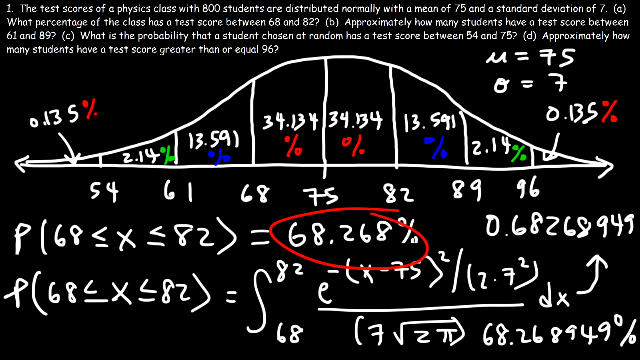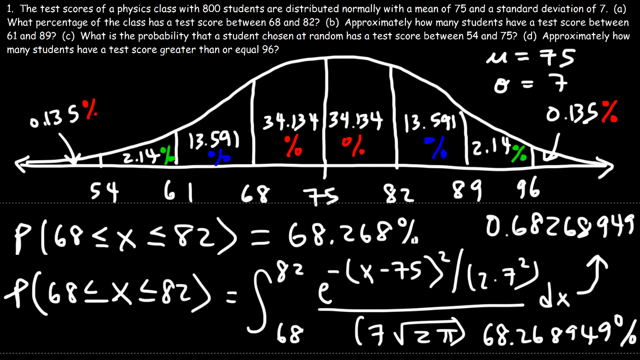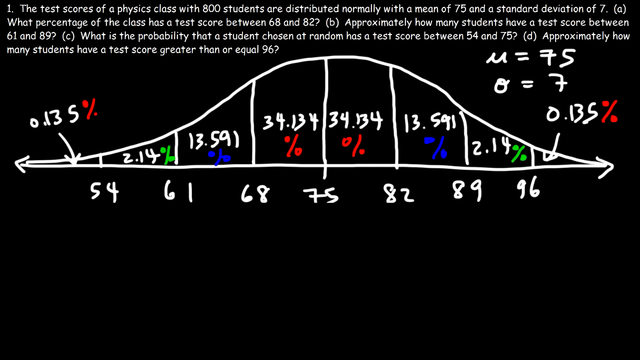Now let's move on to our next problem, or the next part of this problem. That is part B. Approximately how many students have a test score between 61 and 89? So we're not looking for a percentage, but rather the number of students. And keep in mind, we have a total of 800 students in this class. So first, let's find the percentage as we did in part A.